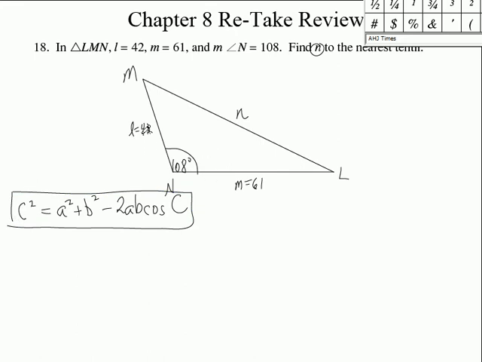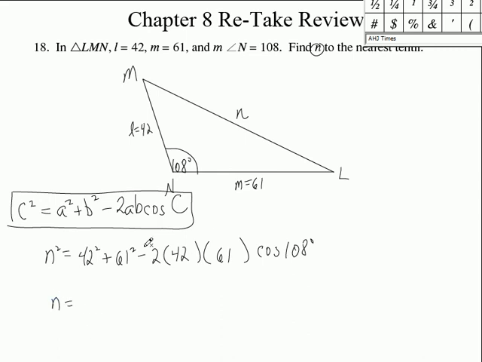Let's see how that works out here. This is basically your A and your B, and this is your C. This is your angle C. So you just replace stuff in here. So we'll call it n, so it's n squared. The A and B are the other two sides, so we square them and add them up. So it's 42 squared plus 61 squared minus 2 times those two sides again, 42 and 61, times the cosine of the angle that's opposite this side. We're solving for side n. The angle opposite is 108, so it's the cosine of 108 degrees. Now it's just a matter of plugging all that into your calculator.